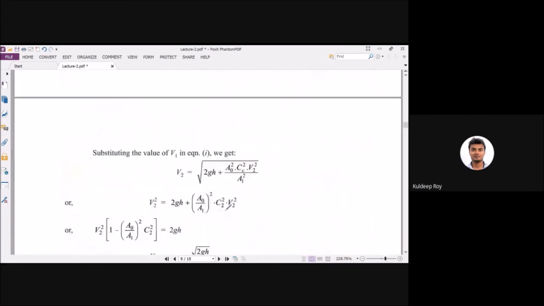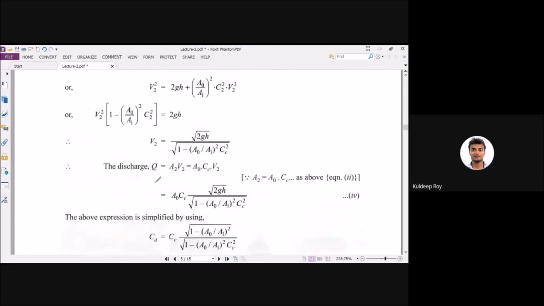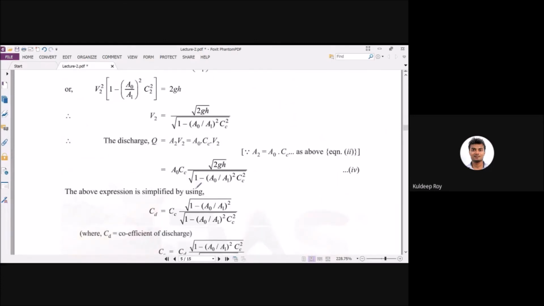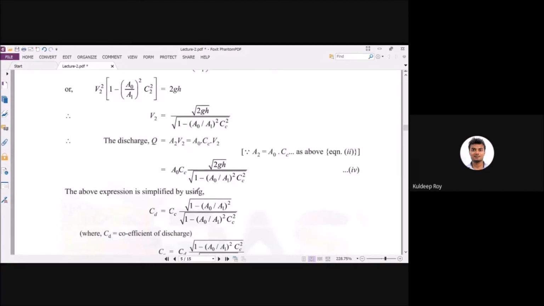So after determining the area, you can easily calculate how much the discharge coefficient will be. Then same thing, V2 is known to you. If you put this in, you have got the value of the discharge coefficient.